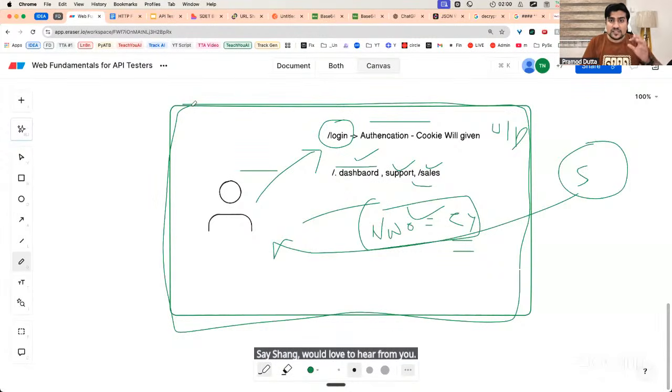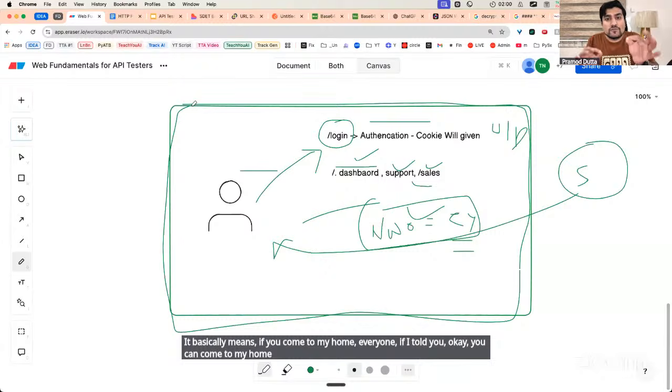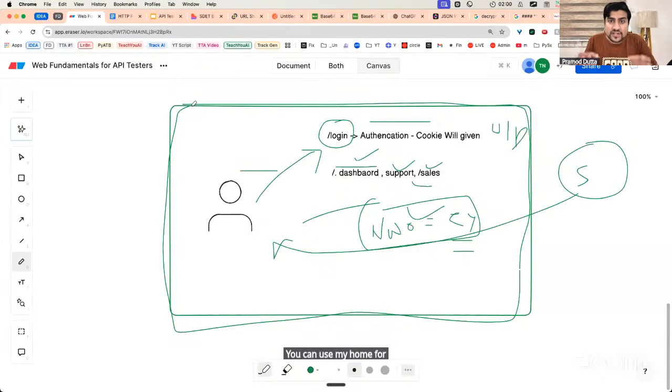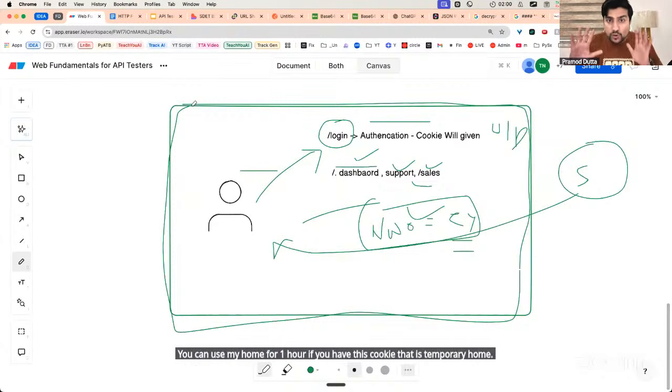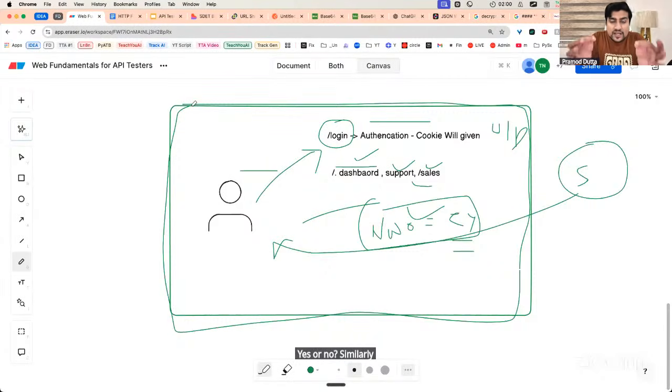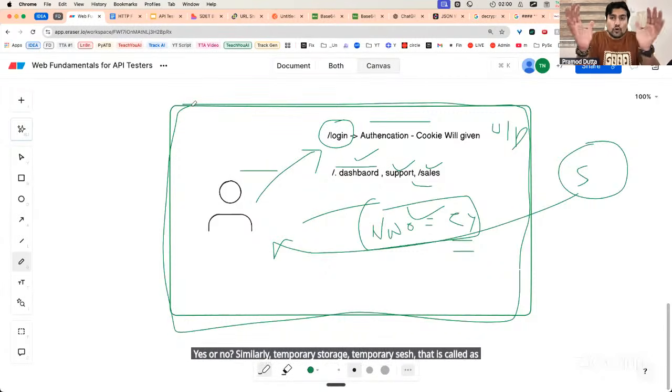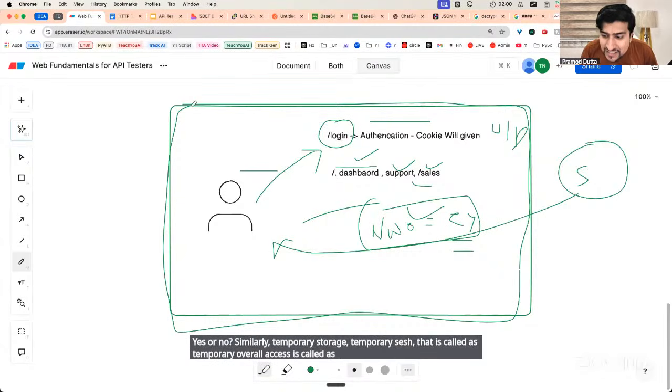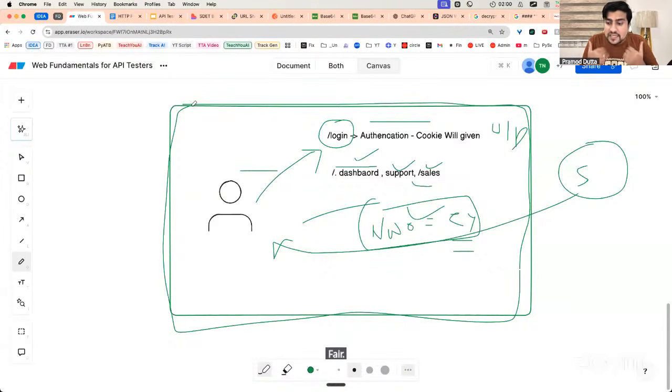It is like if I told you that you can come to my home and use my home for 1 hour if you have this cookie. That is a temporary home. Yes or no? Similarly, temporary overall access is called a session in this case. Fair? For example, a net banking session.